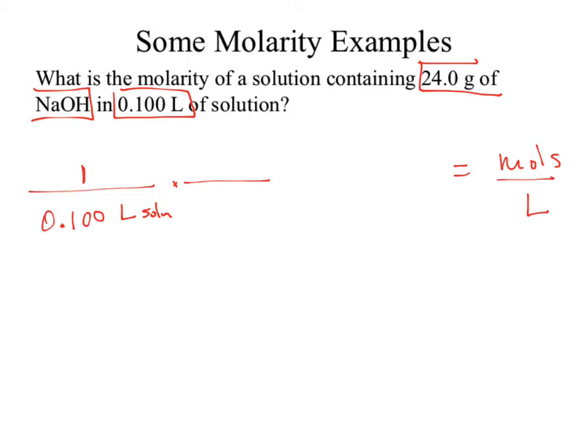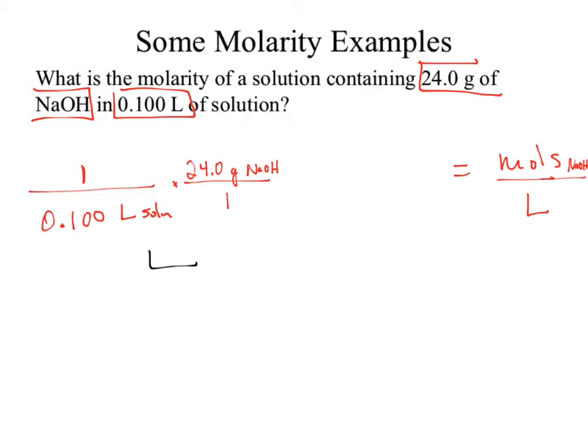The next step, I've got 24.0 grams of sodium hydroxide. Where should I place that? The substance is sodium hydroxide. When I solve this all the way out, I want moles of sodium hydroxide located in the numerator, which means my 24.0 grams of sodium hydroxide should show up where? In the numerator. What should show up in the denominator? 1. Again, the given information.